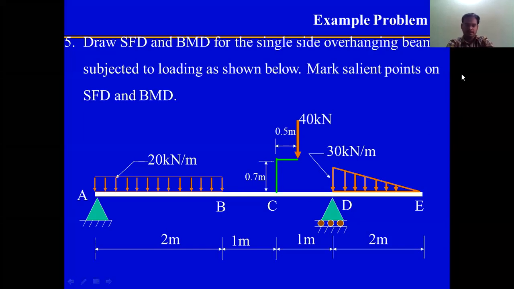Hello everyone. We will solve some important problems on shear force and bending moment diagrams. So some additional forces or additional moments can be added as shown here. So this is an additional force.